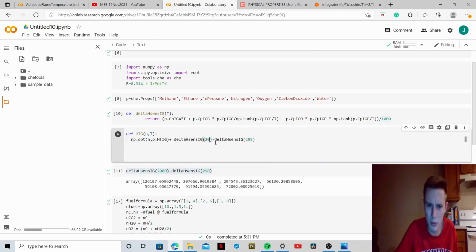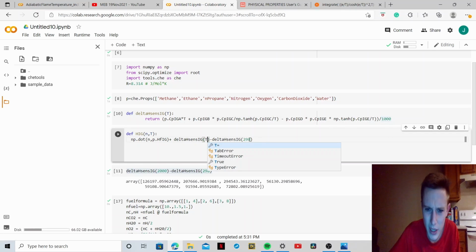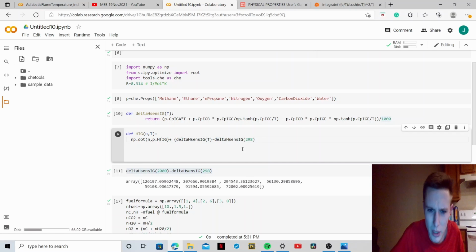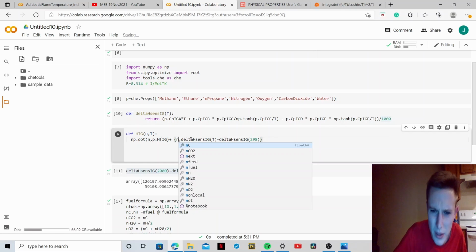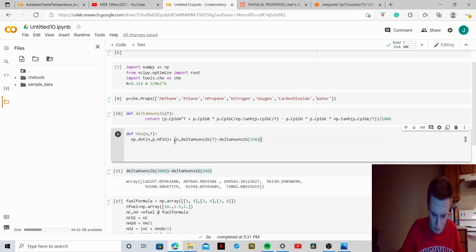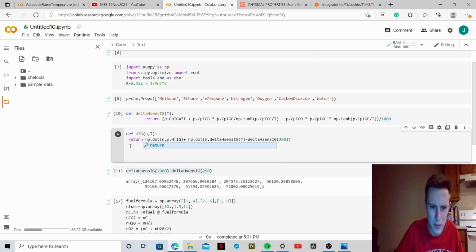And this time we're actually trying to find the temperature from 298 to a given temperature. This is where we're going to try to solve for the adiabatic flame temperature. So we're going to do all of this in terms of this, and add a number of moles, and we'll do np.dot product. And all this will do is return. And run it. Okay, so that works.